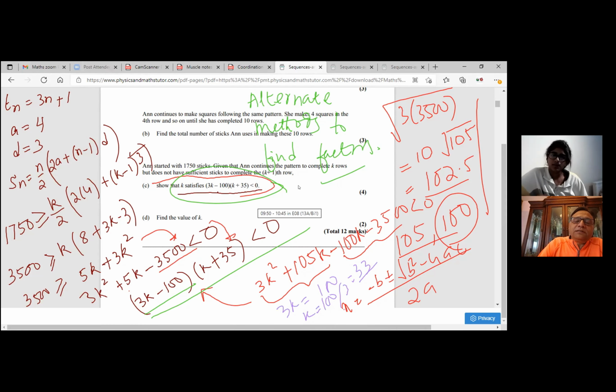So we can make 33 patterns with this number of sticks. So we don't need to use any. That's the k plus 1th row, right? So the thing is that you can complete k rows. Find the value of k. So you complete 33 rows. For the next row, there are some which are missing. Is that clear?